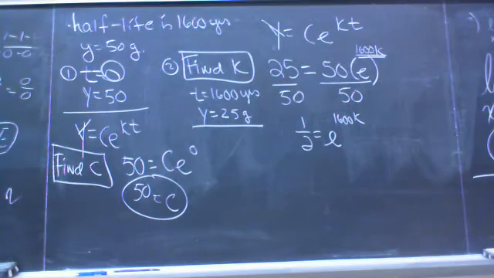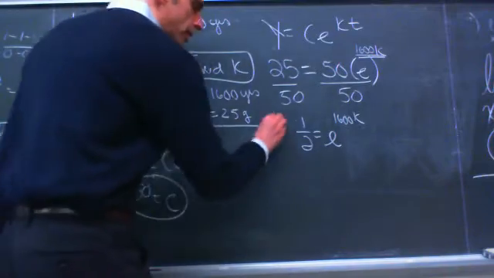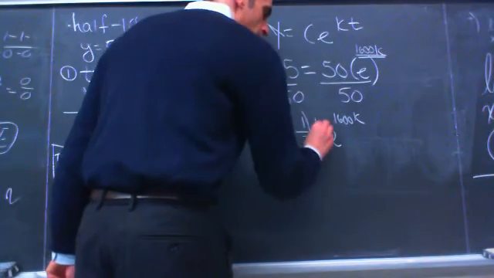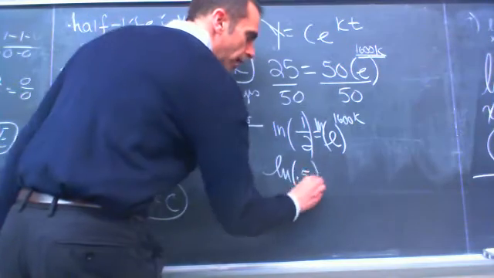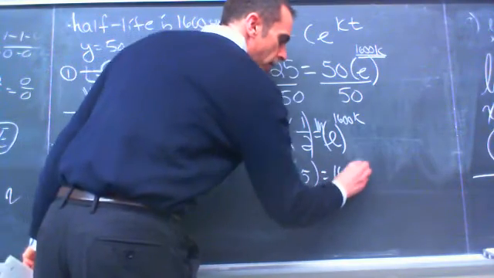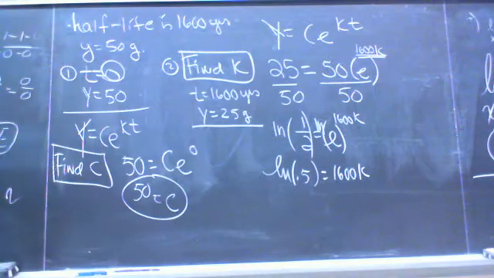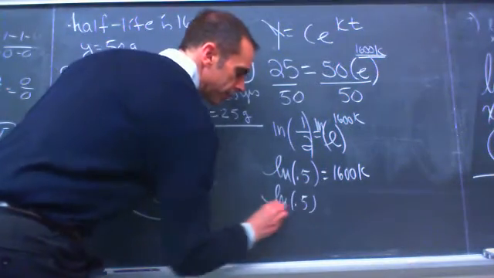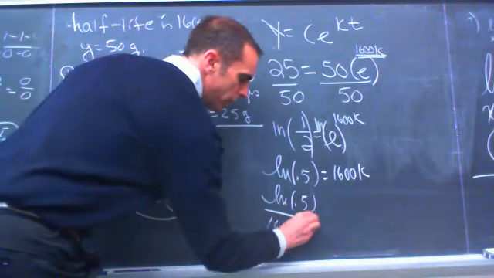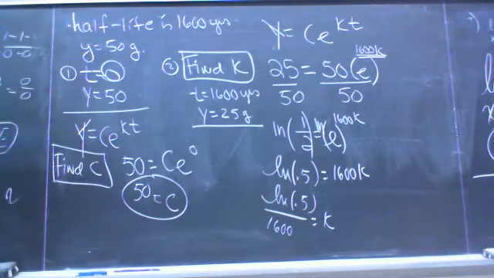How do I undo e? ln both sides. So I'll take the ln of both sides, and I'll get ln of 0.5 equals 1,600k. Divide by what? And we don't want a decimal for that. We want to keep it exact.